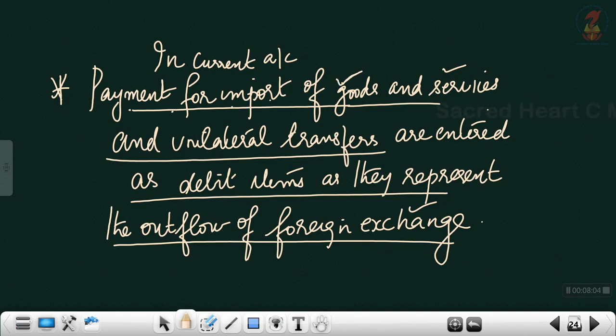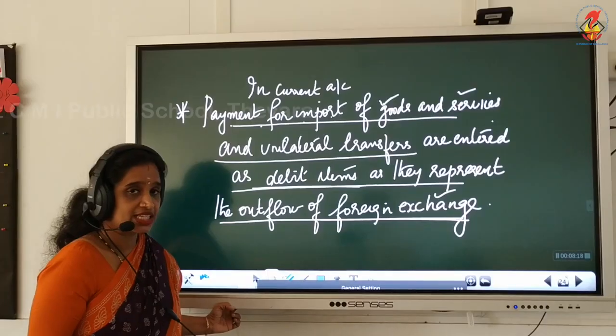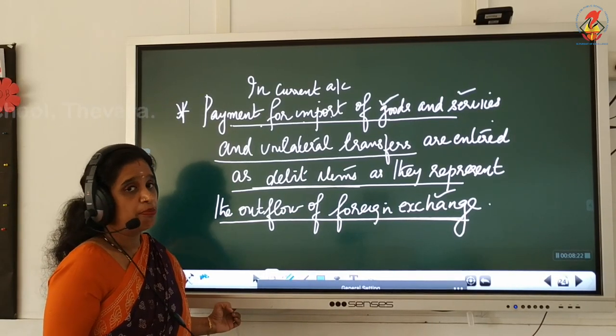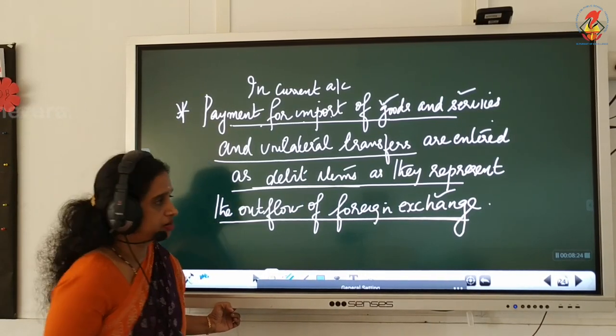Goods means visible items, services means invisible items, and unilateral transfers are entered on the debit side. They are considered debit items because they represent an outflow of foreign exchange. This is the second thing that we have to mention when we explain the balance in the current account.